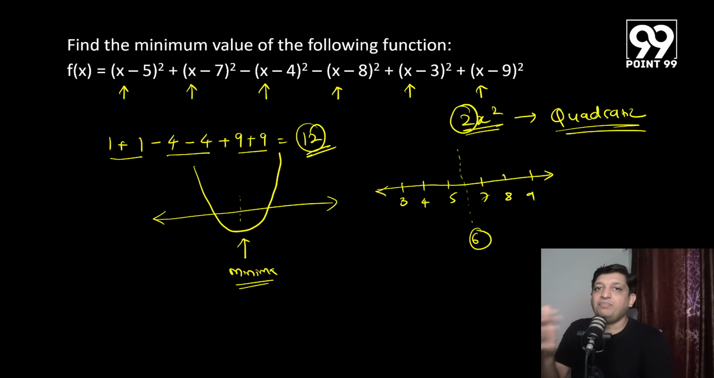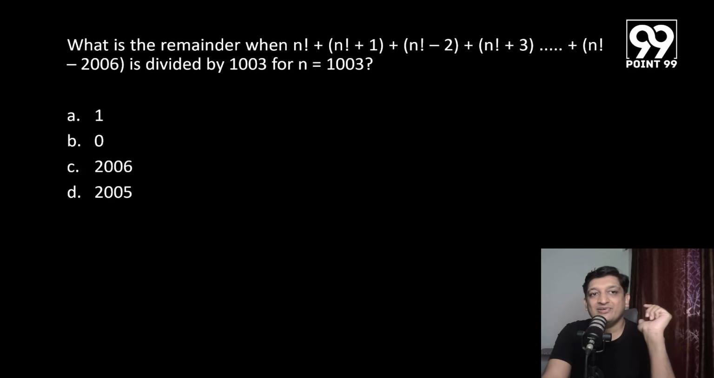You need not expand the entire thing. You need not use derivatives here. You need not use completing the squares or anything. You can just observe and see that everything is symmetrical around 6. So 6 has to be the midpoint around which this entire thing will be based. Now let's look at the next question. So try this out and then have a look at the solution.